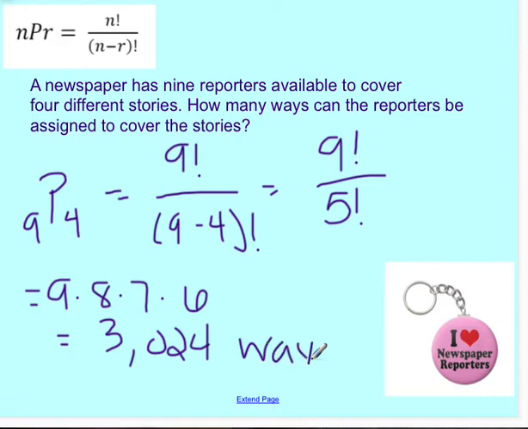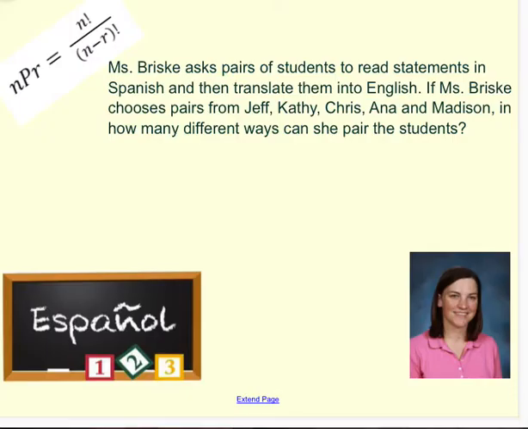Next, let's take a look at number 9. So for number 9, we're talking about Miss Brisky assigning pairs of students. Again, if I assign Jeff and Kathy, that's different than me assigning Jeff and Chris. So here's another case where order matters. There's 5 students, but we're only going to partner up 2 of them. So it's 5P2. So that's 5 factorial divided by 5 minus 2 factorial.